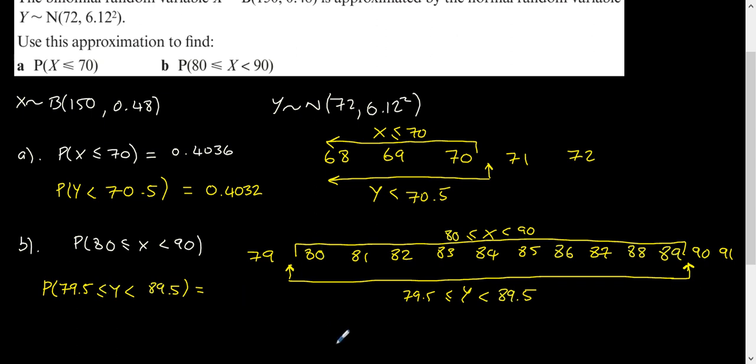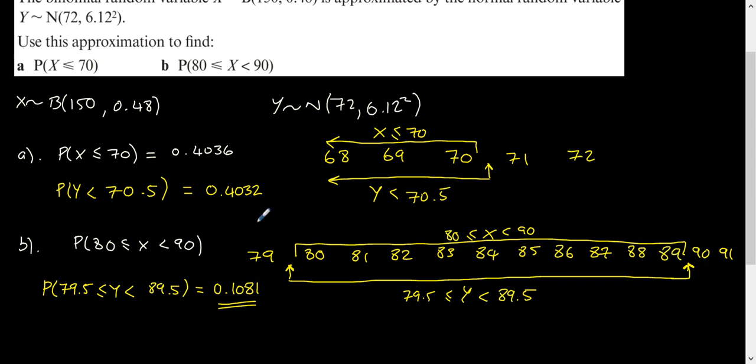So let's go back to menu 7 for our normal CD. With our normal CD this time, our lower bound is 79.5 and our upper bound is 89.5. Our sigma is still 6.12 and our mu is still 72, because we're using the normal approximation. And we have 0.1081 to 4 decimal places. And that's it.